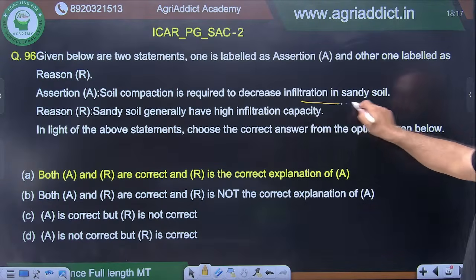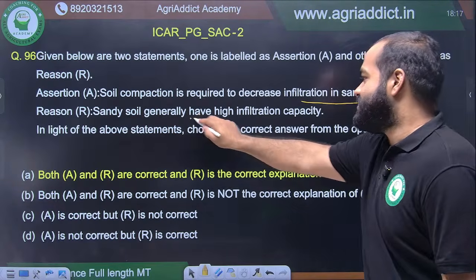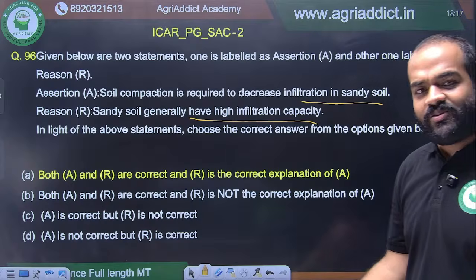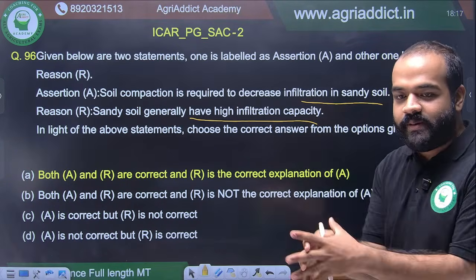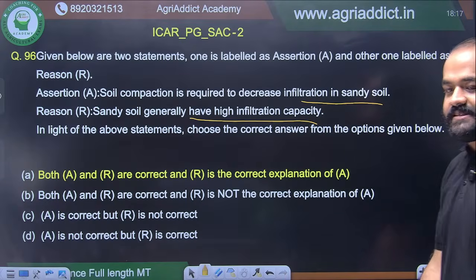Soil compaction is required to decrease infiltration. Why? Because sandy soil generally has very high infiltration capacity. We all know that if you pour water on sandy soil, it goes down quickly. To fix that, we have to compact the soil so that the water stays. Right?